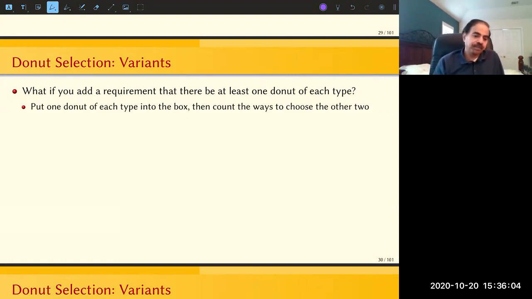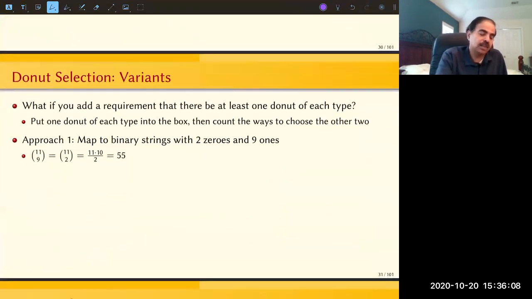So again, all you need to do is to count the ways to choose the other 2, right? And therefore, we can of course just apply the technique that we already know how to fill 2 slots with 10 quantities, and therefore we end up with 55 ways, right?